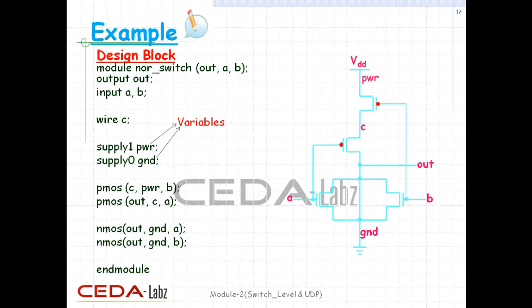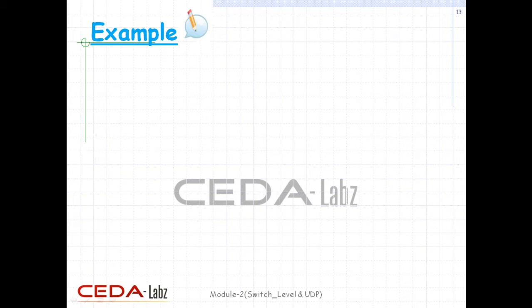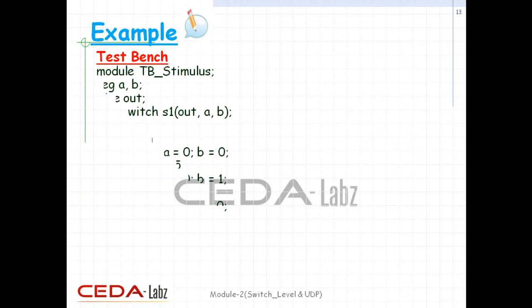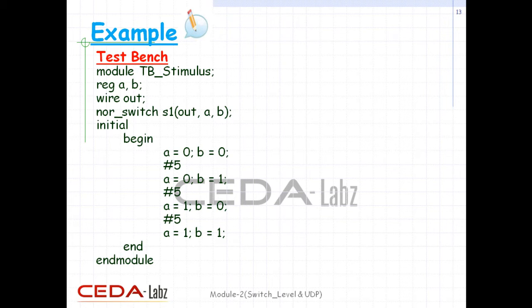In a similar manner, NMOS is instantiated. And finally, the module is terminated by end module. We can now test the NOR gate using this stimulus code. In a similar manner, we will write the test bench, starting with module name, port declarations, module instantiation followed by an initial begin block in which all the testing conditions are provided, and then terminating it via end module.